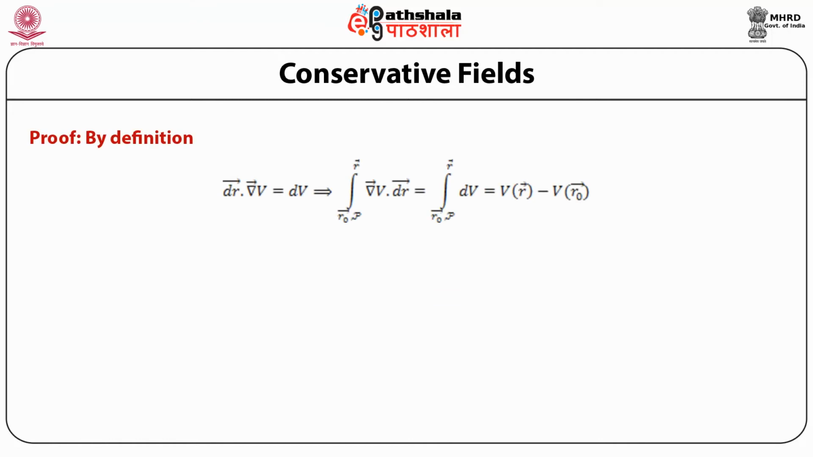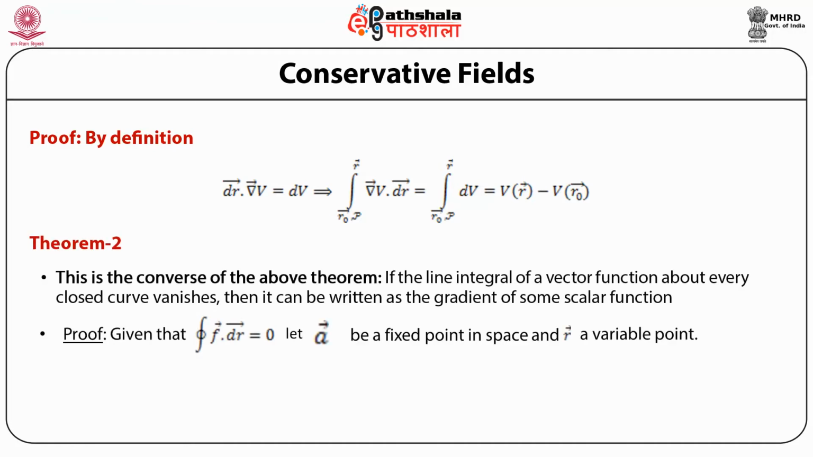Proof: by definition, dr·∇V is equal to dV, which implies that the integral from r0 to r of ∇V·dr is equal to the integral from r0 to r of dV, which is further equal to V(r) - V(r0). Theorem 2. This is the converse of the above theorem. If the line integral of a vector function about every closed curve vanishes, then it can be written as the gradient of some scalar function.